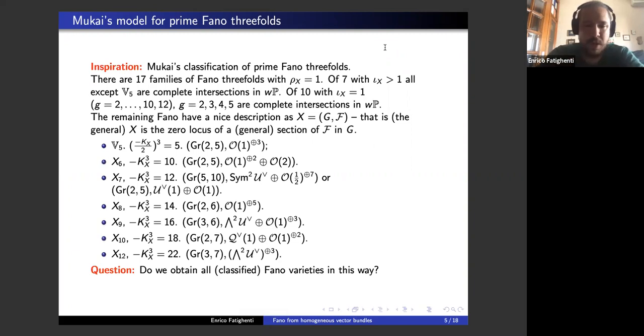Okay, so this is the list of the other Mukai Fano threefolds, and as we see, we have V5, which has index 2 and degree 5. And its classical model, we all know that we can describe it by taking the Grassmannian G(2,5) and cutting it with 3 hyperplane sections. And in our language, we would write G equal Grassmannian (2,5) and the vector bundle F as 3 copies of O(1).